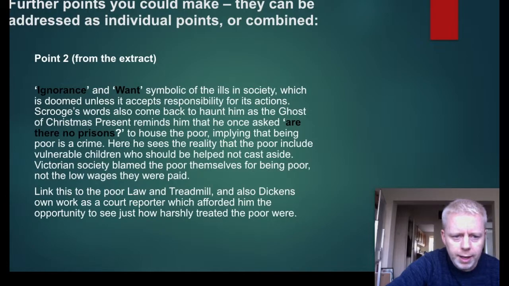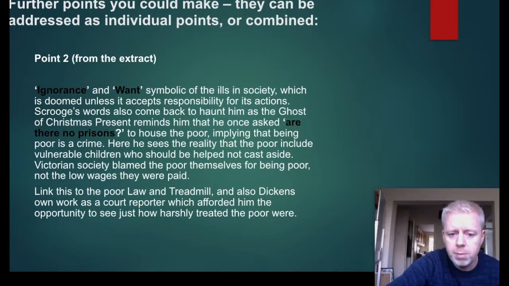Okay, from the extract, ignorance and want symbolic of the ills in society, which is doomed unless it accepts responsibility for its actions. Scrooge's words also come back to haunt him as the Ghost of Christmas Present reminds him that he once asked, "Are there no prisons to house the poor?" implying that being poor is a crime. Here he sees the reality that the poor include vulnerable children who should be helped, not cast aside.